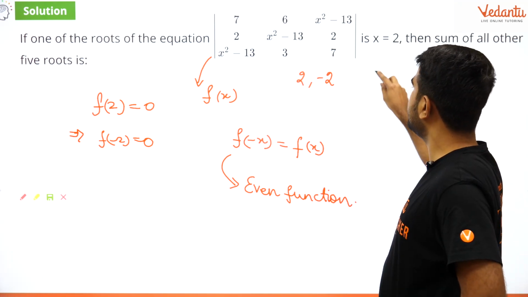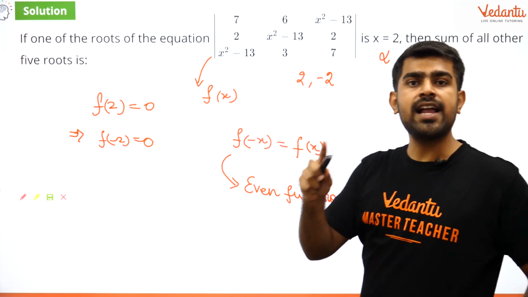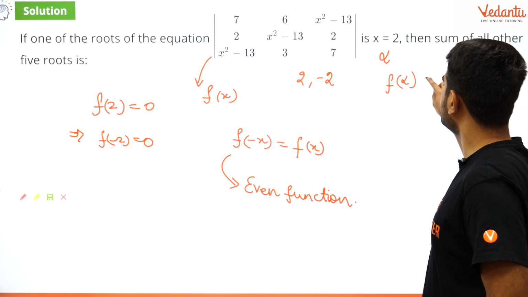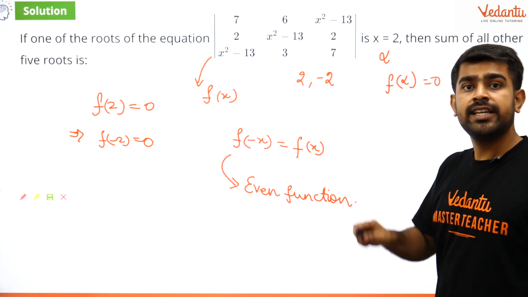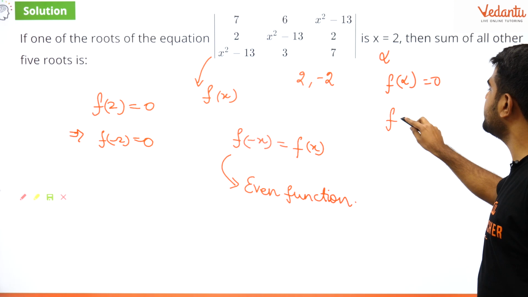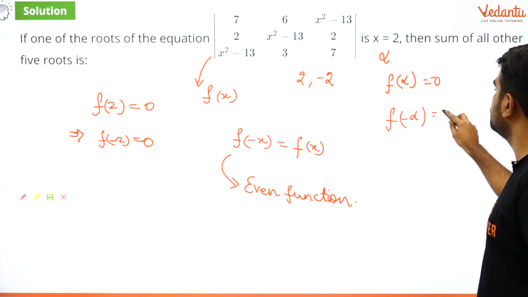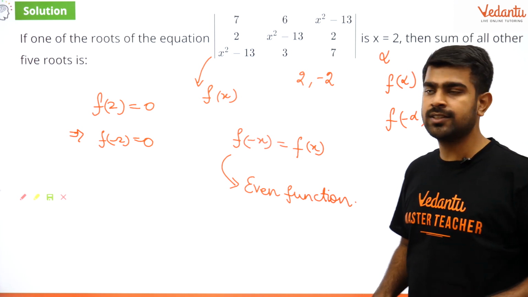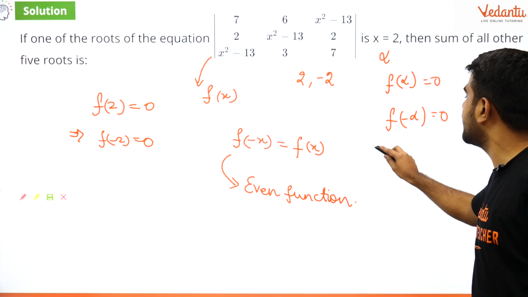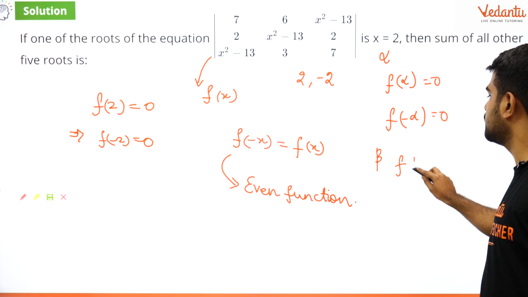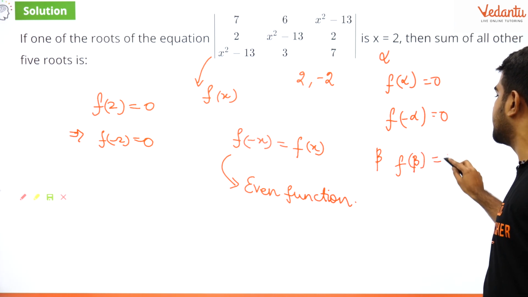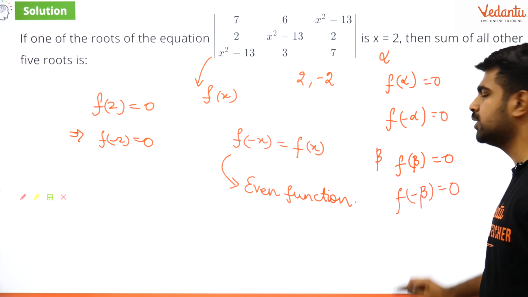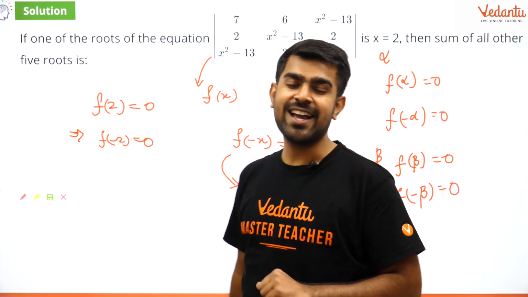So what about the other roots? Let us say alpha is one root. So if alpha is one root, can I say f of alpha is 0? And guys, if f of alpha is 0, then don't you think f of minus alpha is also 0? So if alpha is one root, then minus alpha should be the other root. And let us say beta is another root. If beta is another root, then f of beta is 0. That should imply that f of minus beta is also 0. That's it. I hope now you got the hang of it.